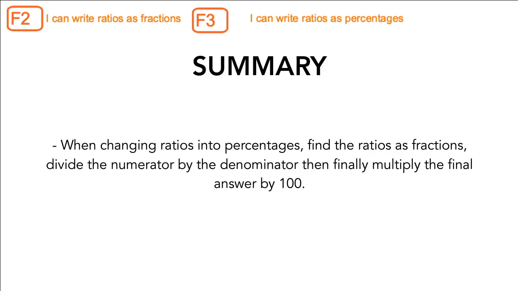To summarize, when changing ratios into percentages, find the ratios as fractions, divide the numerator by the denominator, then finally multiply the final answer by 100.